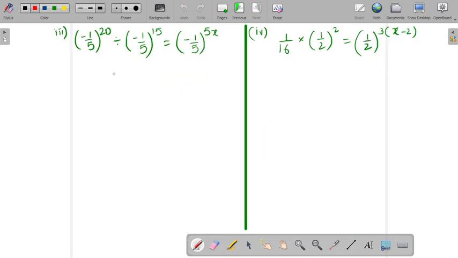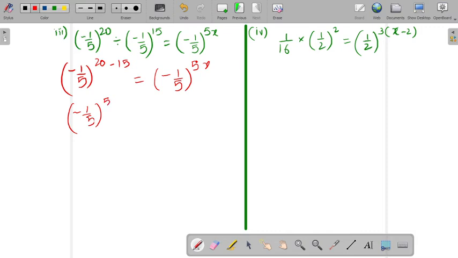Third part. In third part, it is in the division form. So bases are same. So first we will solve it. How to solve the power of the division? First power minus second power and write the next term as it is on the equal side. Now minus 1 by 5 power, but it should be 5, and equal minus 1 by 5 power 5x. Now observe it. Again you are getting same base. So what should be next statement?